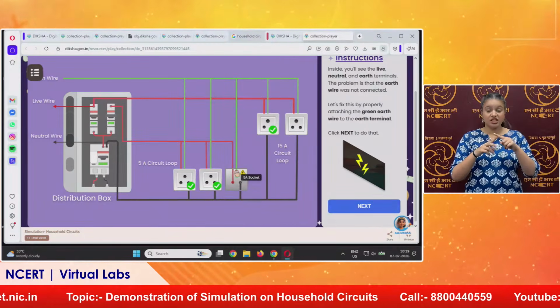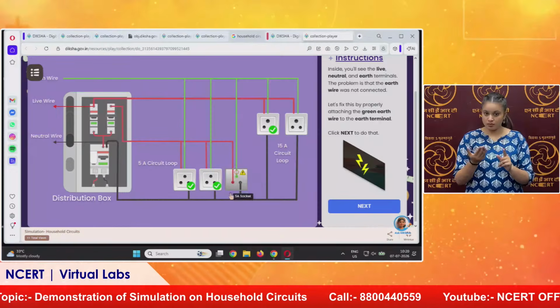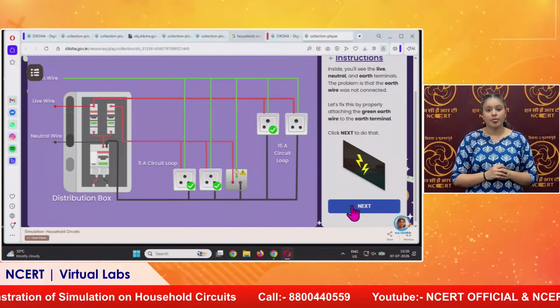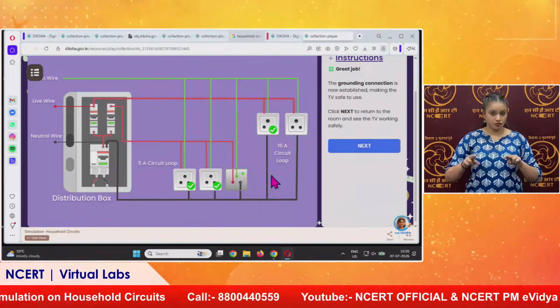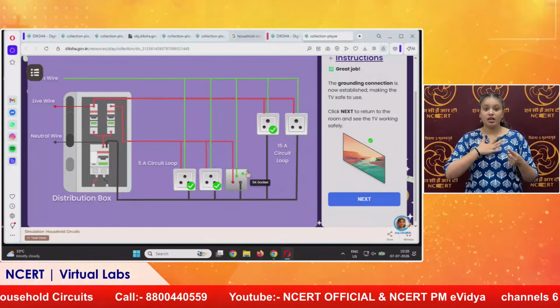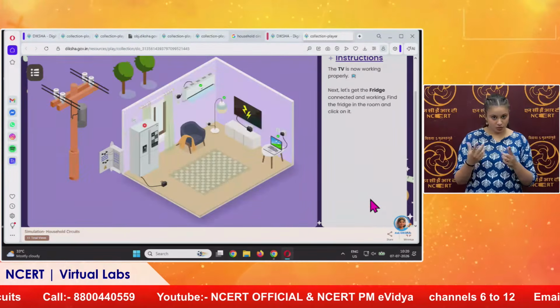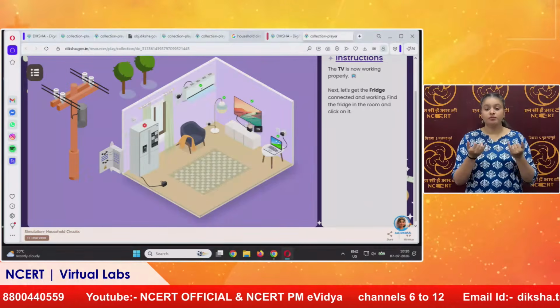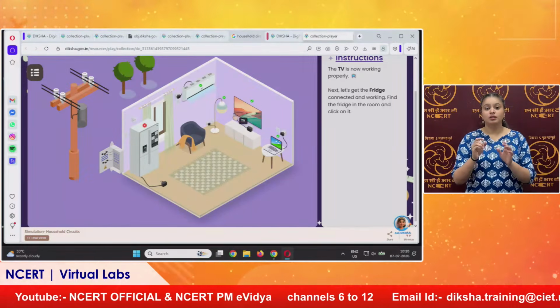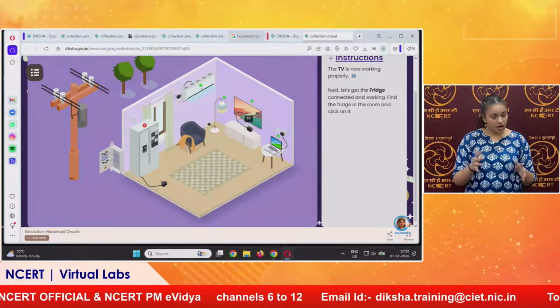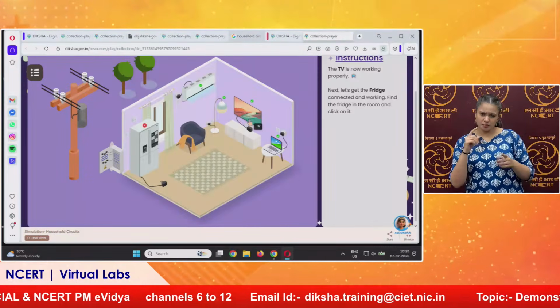Okay. So, we will make it correct over here. We are making the circuit complete by connecting the earthing wire. Now we have corrected it. And now grounding is done. Some error had occurred over here, so that is resolved now.